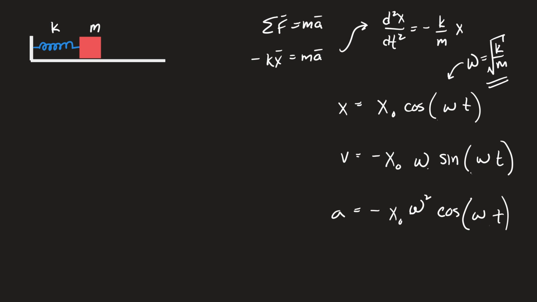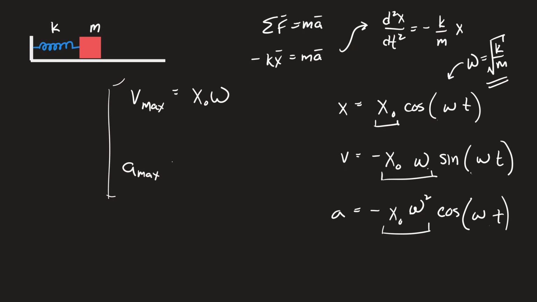We also have a few other little things here that I want to make sure you have in front of you. For example, these are sine and cosine functions. Because they have only a value between 1 and -1 from here to here, whatever number's out front is the maximum of the function. So those represent the maximums of the function. So Vmax for every oscillator will be x naught omega, and Amax for every oscillator will be x naught omega squared.